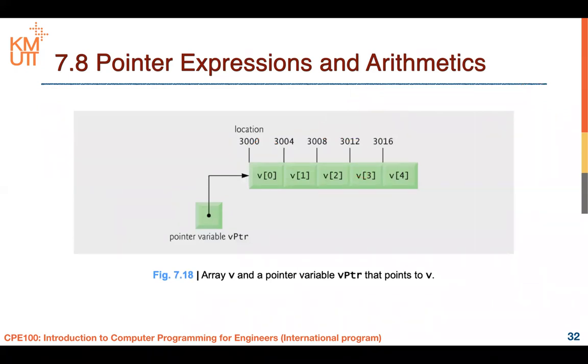Okay, this is a clear figure. When you define the pointer of the array of 5 elements, this one will be location 3000, and because each stores 4 bytes, the next addresses will be 3004, 3008, 3012, and 3016. So these are the addresses of V0, V1, V2, V3, and V4, respectively. And when we do VPTR plus plus, it will go to the next element. The first element will be here, plus plus will be here, and then plus plus will be here, like this. This is the way that the vector will do.